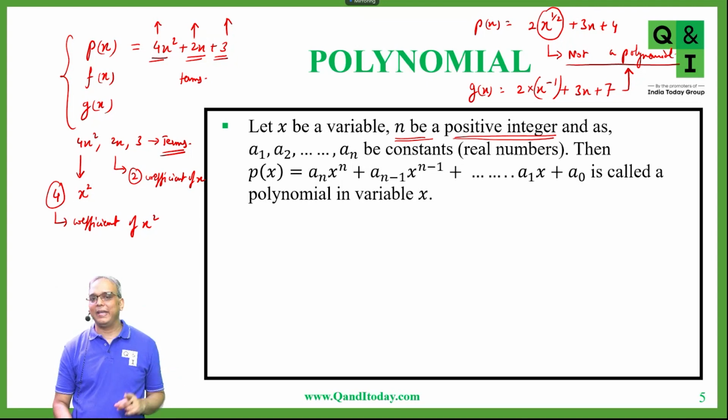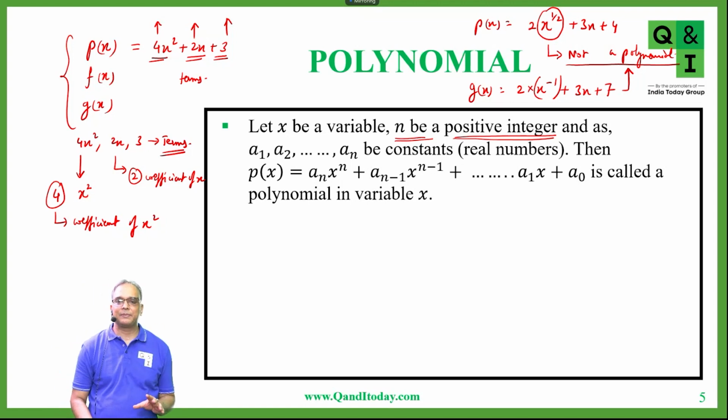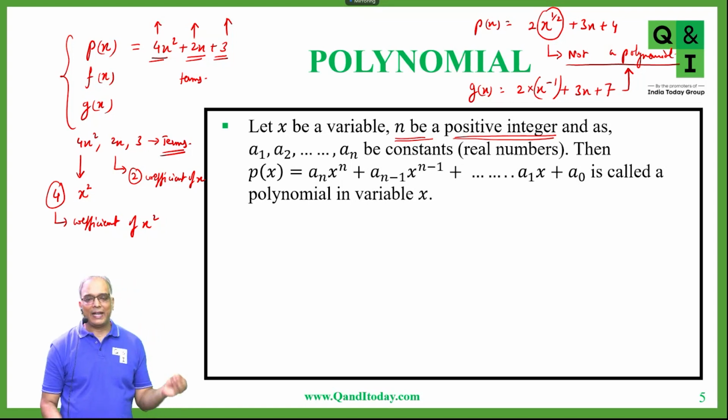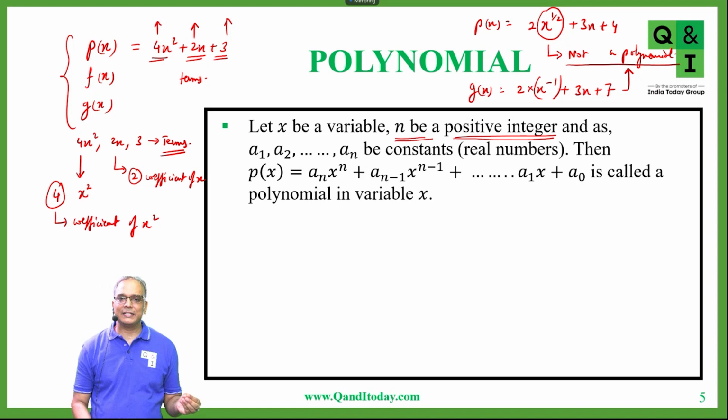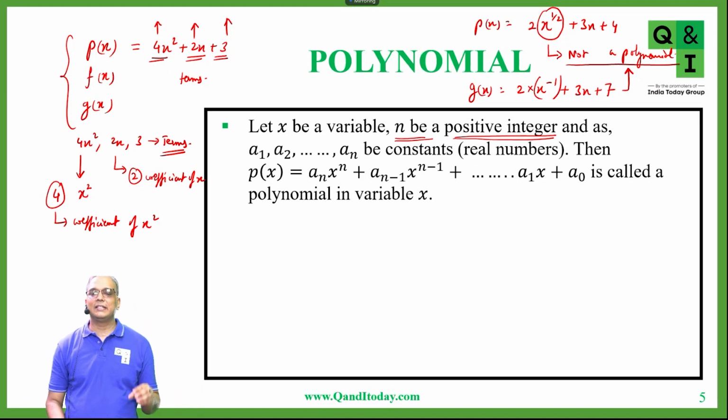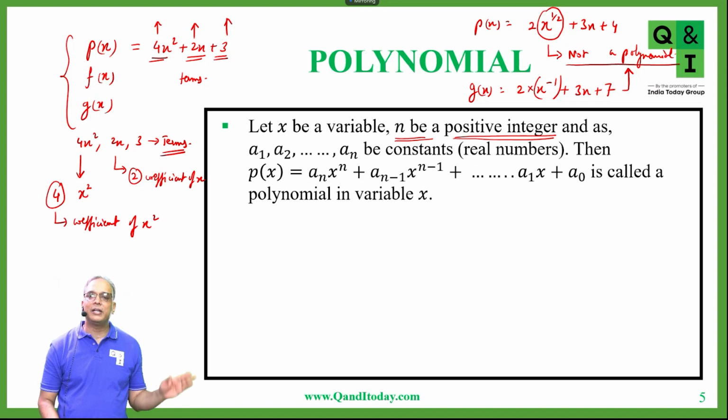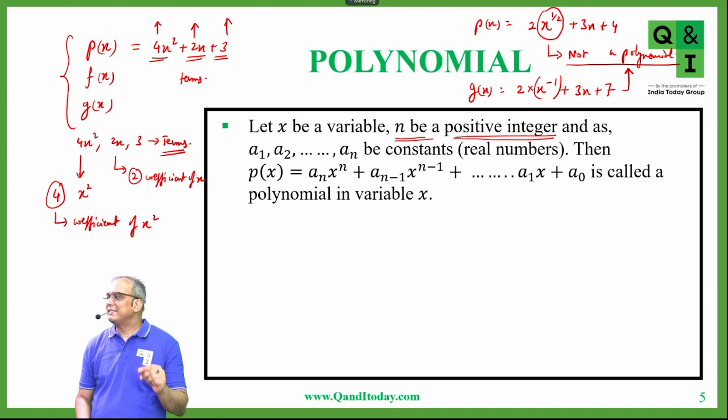It cannot be negative. So if the power of the variable in an algebraic expression is either a fraction or a negative integer, then that algebraic expression is not a polynomial. So for an algebraic expression to be a polynomial, the power of the variable has to be a positive integer. Is this point clear to everyone?